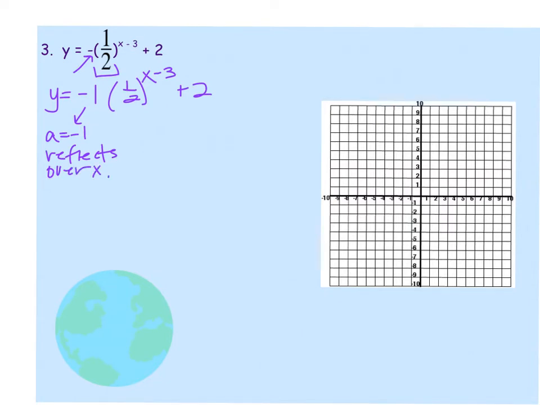The b, the base, is 1/2, so that's a decay function. So remember, that's going to look like it reflects over the y-axis. The x minus 3, remember, it's going to move it right or left, but kind of backwards of what we think. This is going to move 3 to the right. And then that plus 2 is going to move it up or down the same amount. So that's going to move everything up 2 units. It's also going to change our asymptote for x.